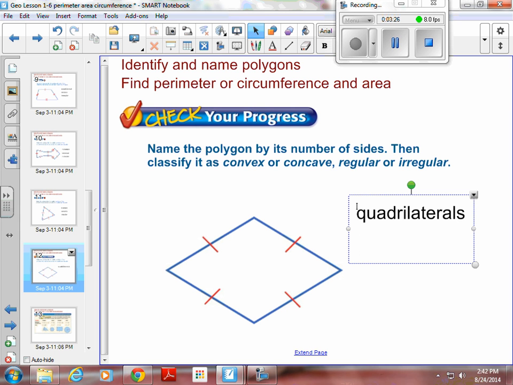This is definitely going to be convex. There are no caves involved here. Convex. And then regular or irregular. This one's kind of tricky. All the sides are the same length, but the other part of regular is all the angles have to be the same measure also. And this angle here is definitely acute, and that angle up there is definitely obtuse. So this is still irregular, even though all the sides are the same length, because the angles are not the same.